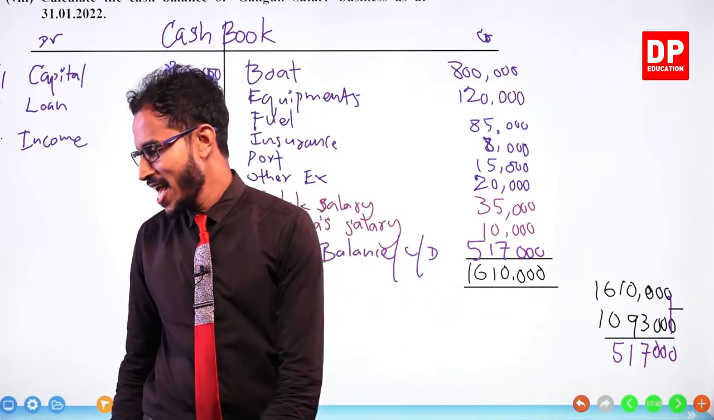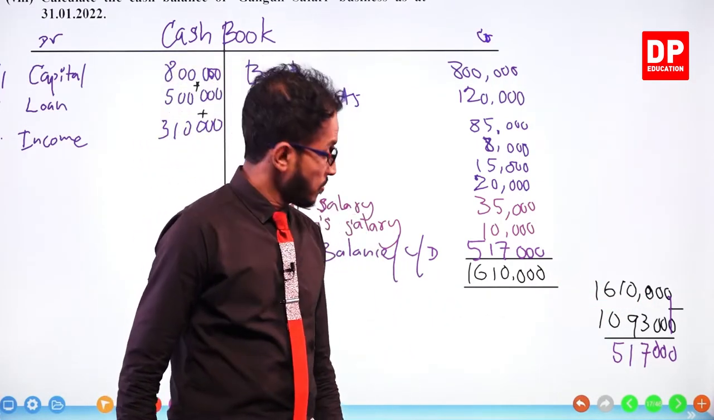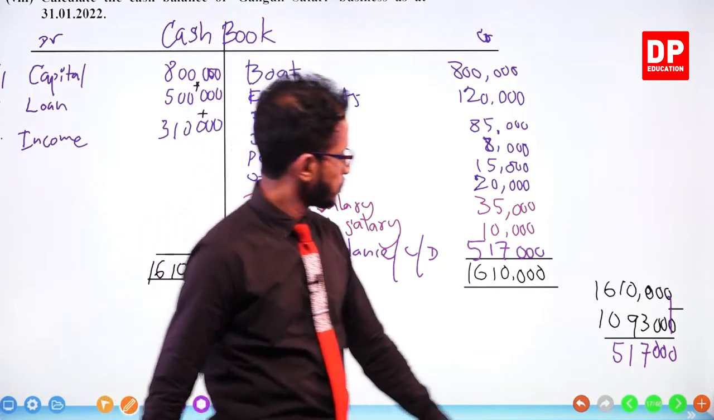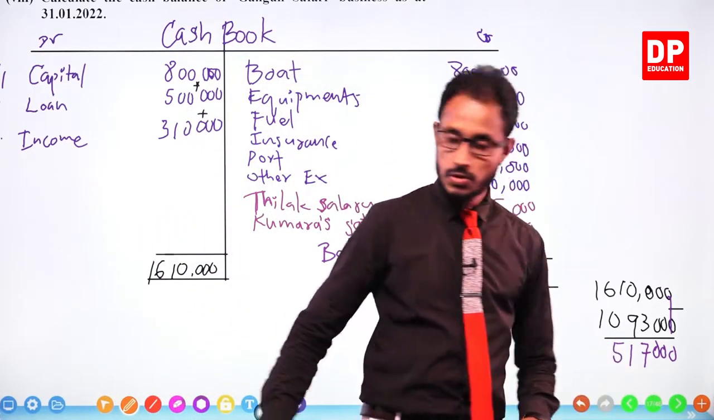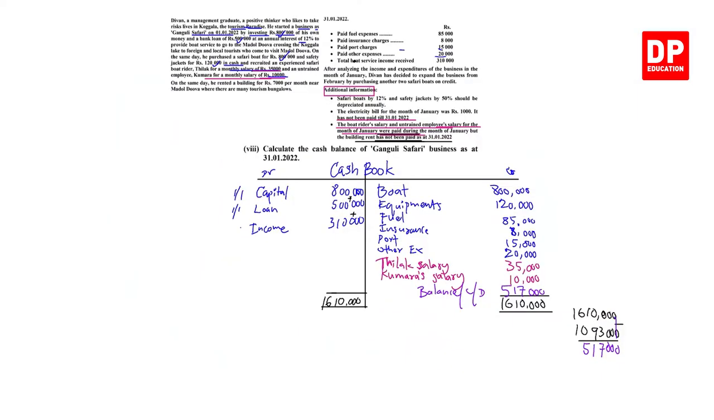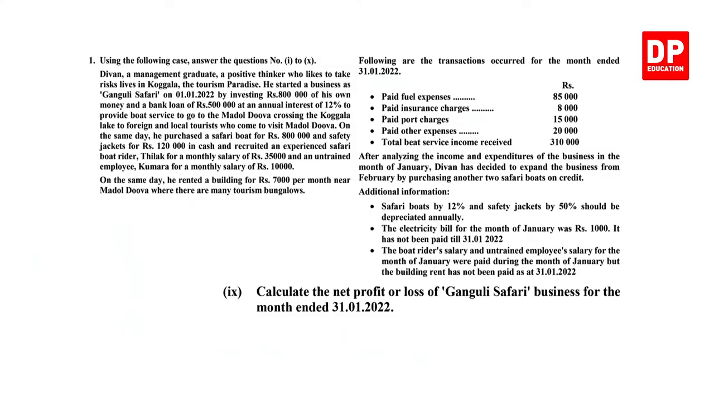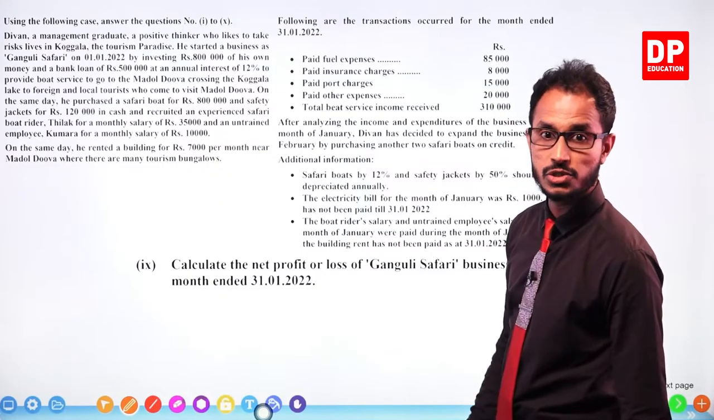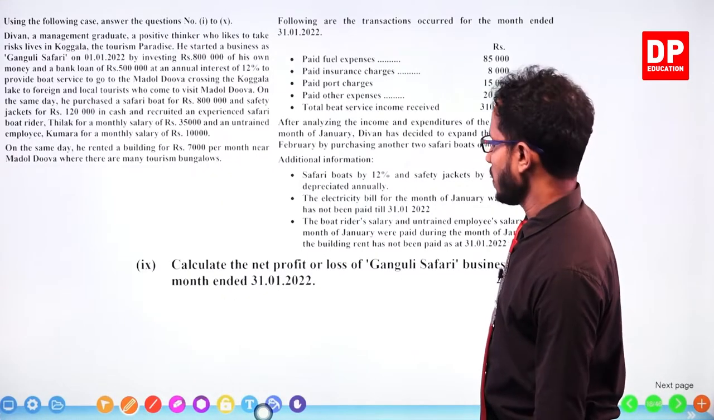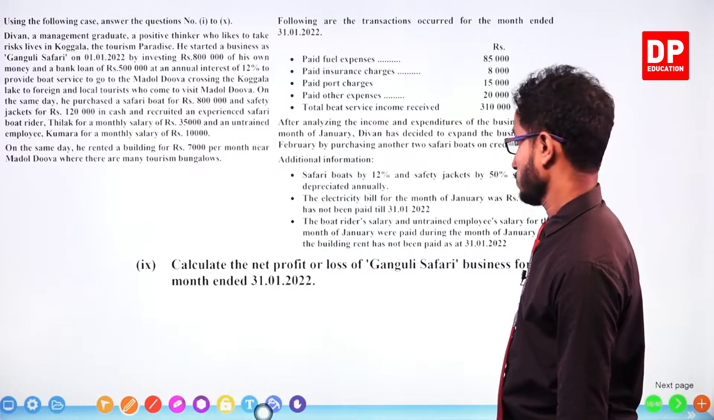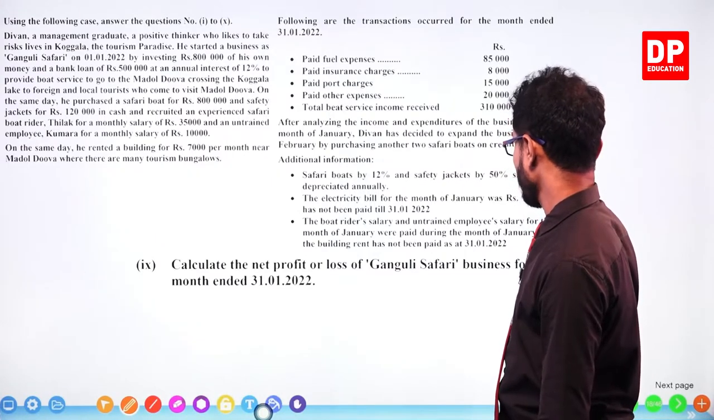That's it. Now we move on to the next, the last question. There you go. That is the cash book with the calculation. Right, let's go. Last question. Oh no, ninth question. Calculate the net profit or loss of Ganguly Safari.